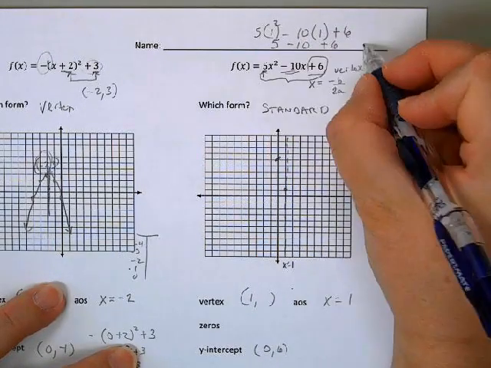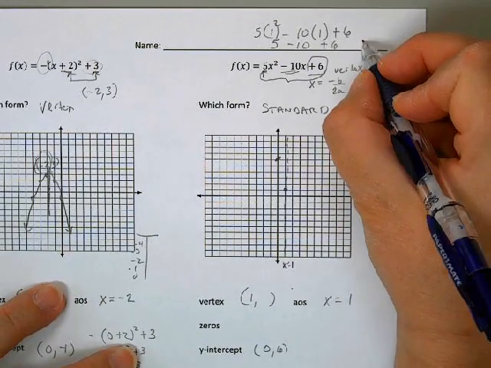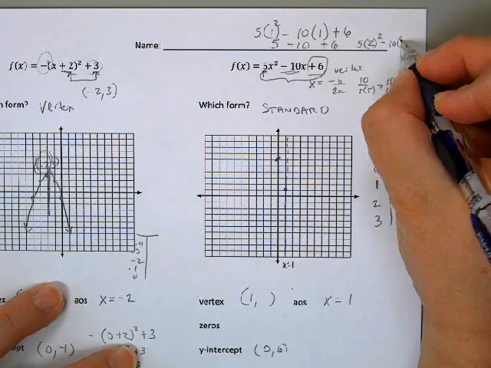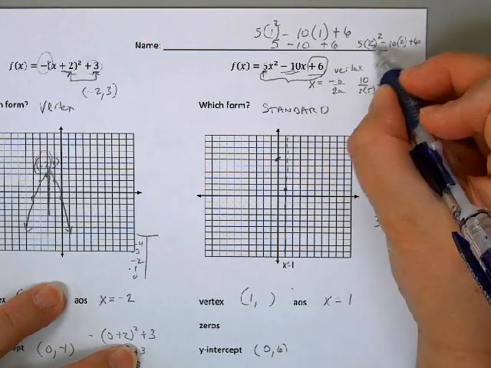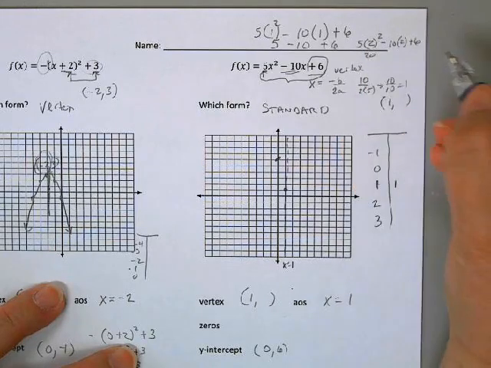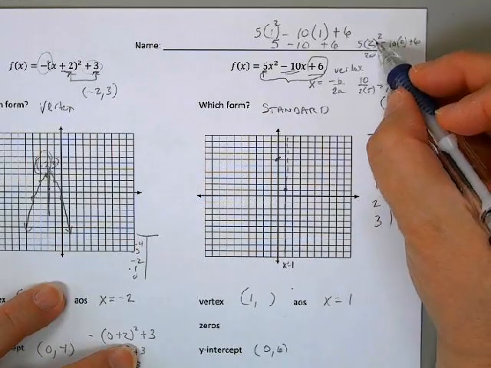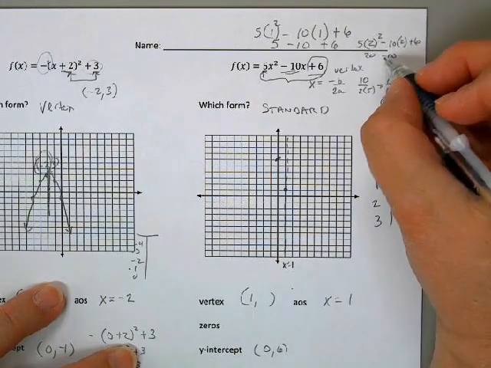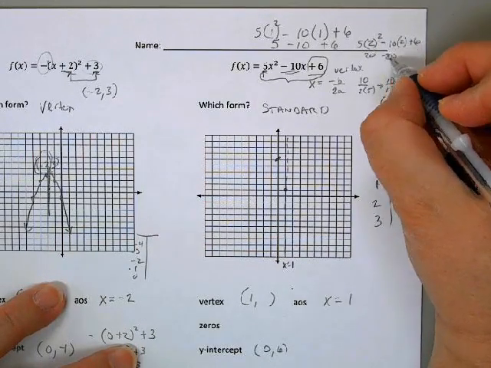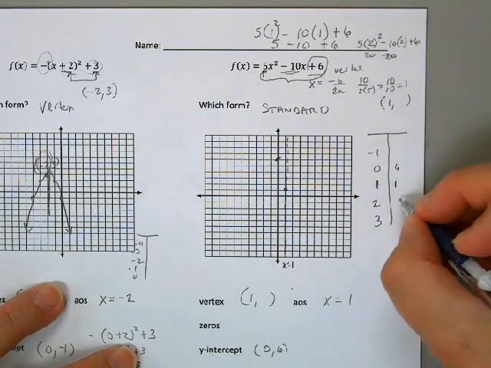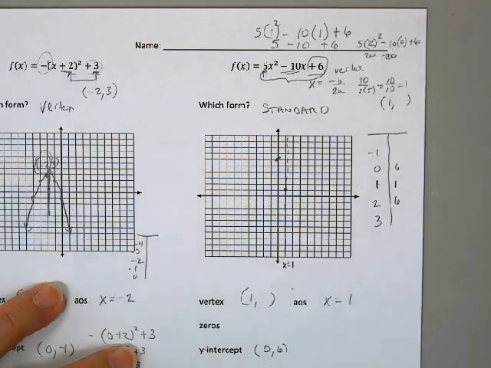If I put 2 in, I have 5 times 2 squared minus 10 times 2 plus 6. This is 4 times 5, which is 20. Minus 10 times 2, which is 20. 20 minus 20 is 0, plus 6 is 6. And I know that's symmetric, so this must be 6.